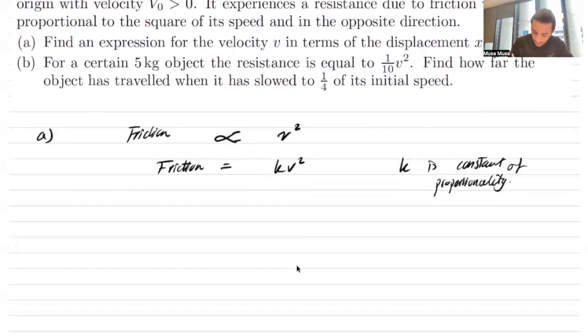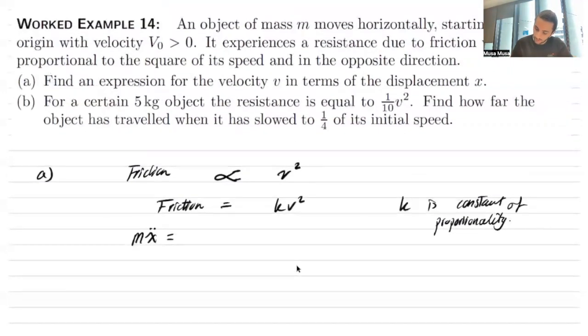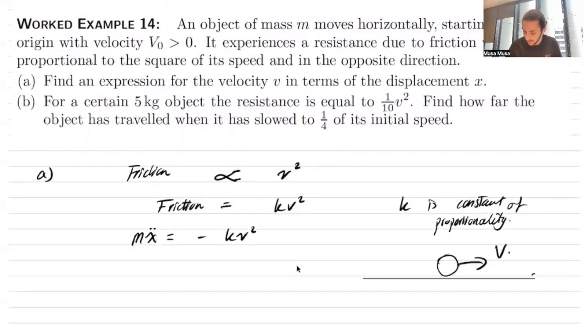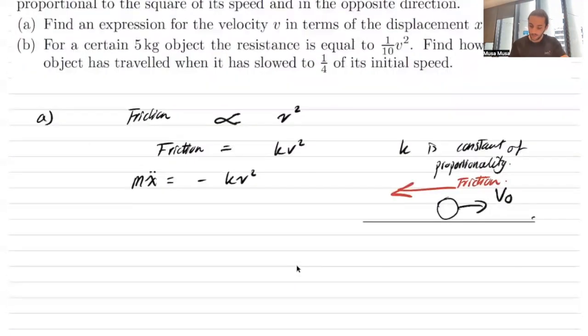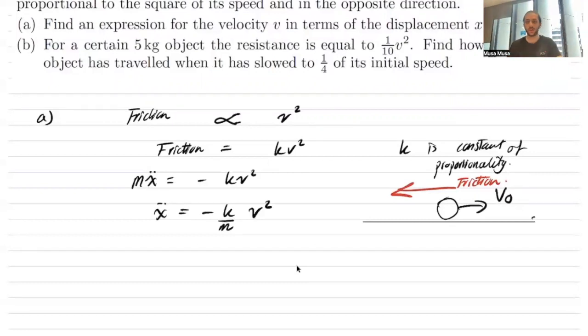So that's the case. We can now write the net forces acting on this object is equal to minus kv squared because it's in the negative direction, isn't it? Right? And I guess you can see that because if this is your object, it's moving with the v naught this way, but this is friction. Perfect. So now, x double dot equals minus k on m, which are just constants, v squared.